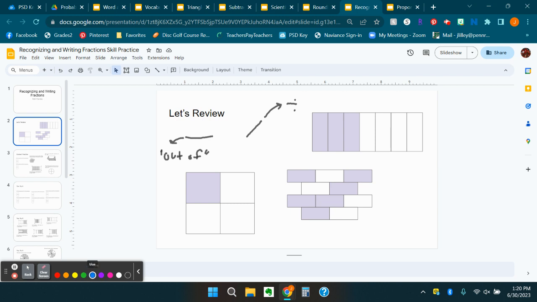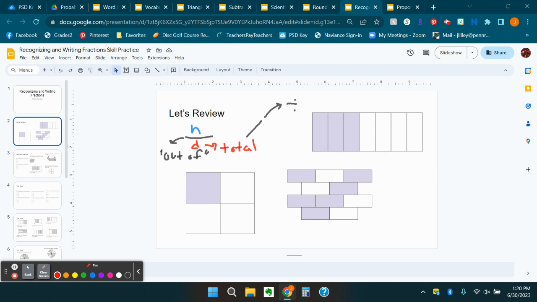The top number of your fraction is called the numerator. Put N for numerator. And the bottom number of your fraction is called the denominator. Put a letter D for denominator. The denominator is always, always, always the total of whatever it is that you're counting. So let's take a look at an example.